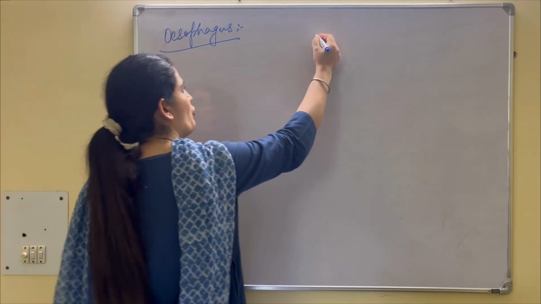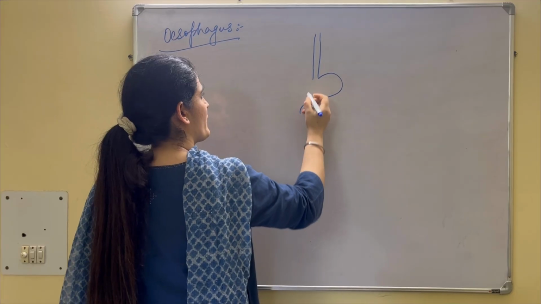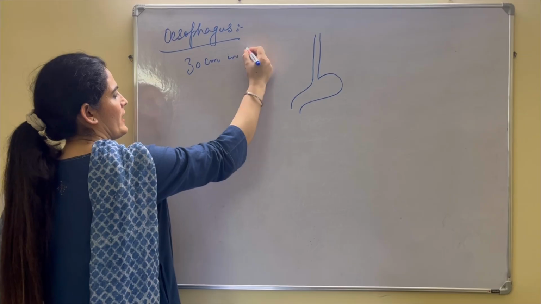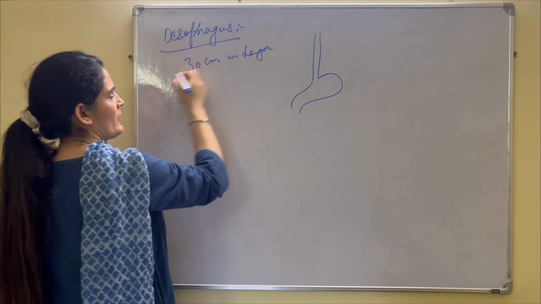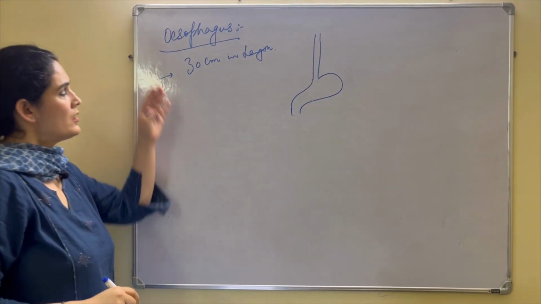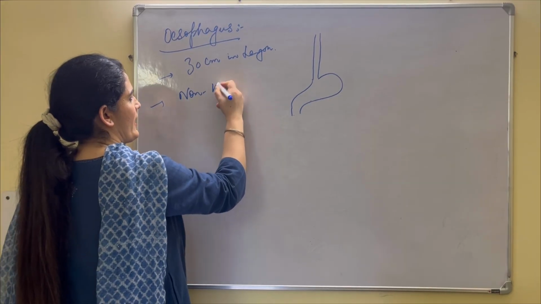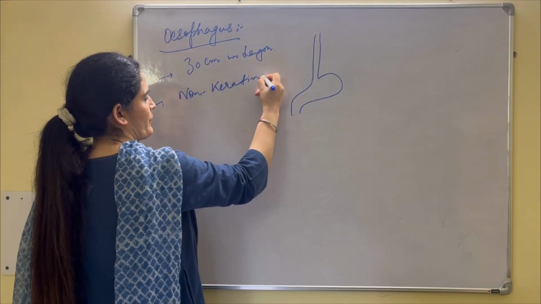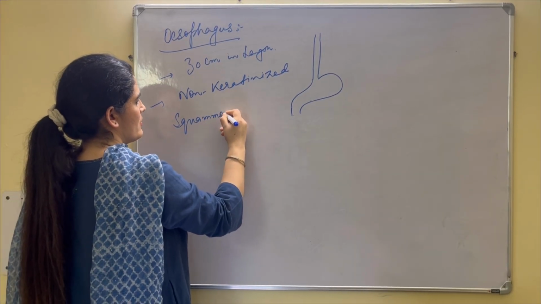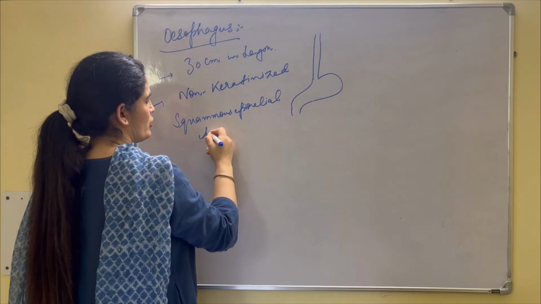So students, basically esophagus is a long tube-like structure which is 30 centimeter in length, and it basically opens into the stomach. The esophagus is covered by non-keratinized squamous epithelial tissue.